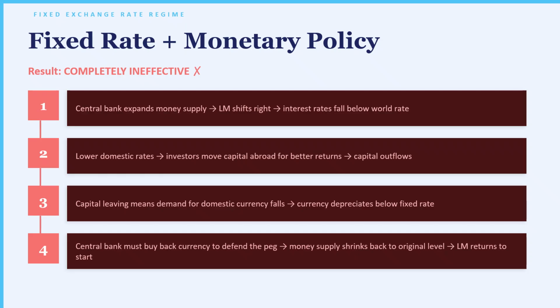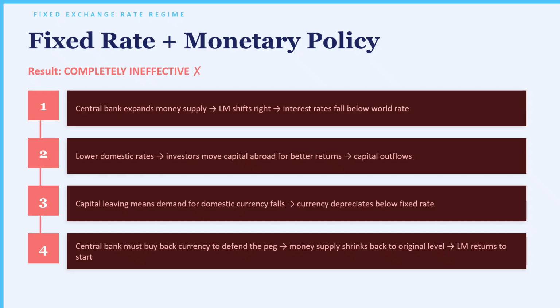So you start off, the central bank expands the money supply, for example, and the LM would shift right. Interest rates fall below the world rate. Immediately, investors notice the domestic returns are lower, capital flows out, and they take their money to countries with better rates. That outflow reduces demand for the domestic currency. The currency starts to depreciate and it falls below the fixed rate.